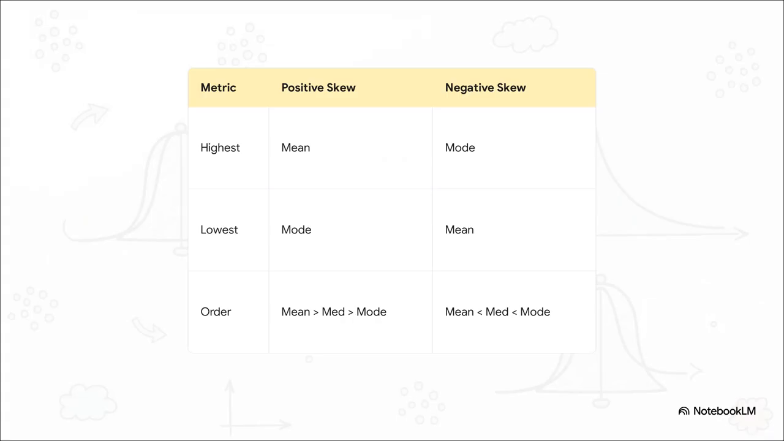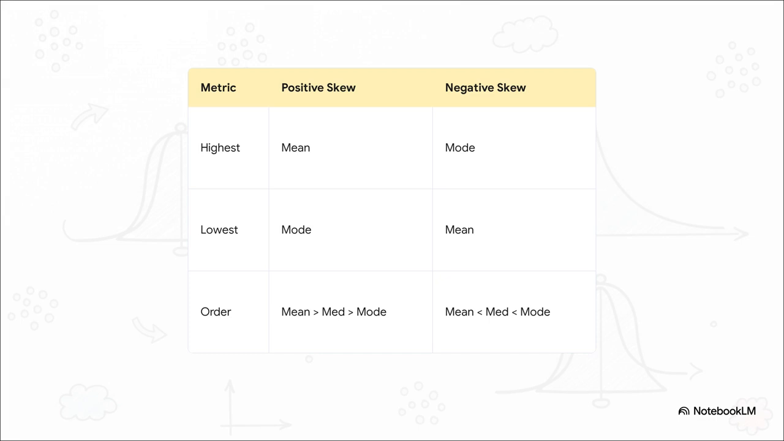Bringing us to part 4, mean, median, mode rules. Okay, focus up. If you remember absolutely nothing else from this explainer, remember this. This is your ultimate exam cheat code. The relationship between your averages is totally dictated by the skew, and it's guaranteed to show up on your test. For a positive skew, that long right tail literally drags the mean up, making it the highest value. The mode is just the peak, so it stays the lowest. So mean is greater than median, which is greater than mode.